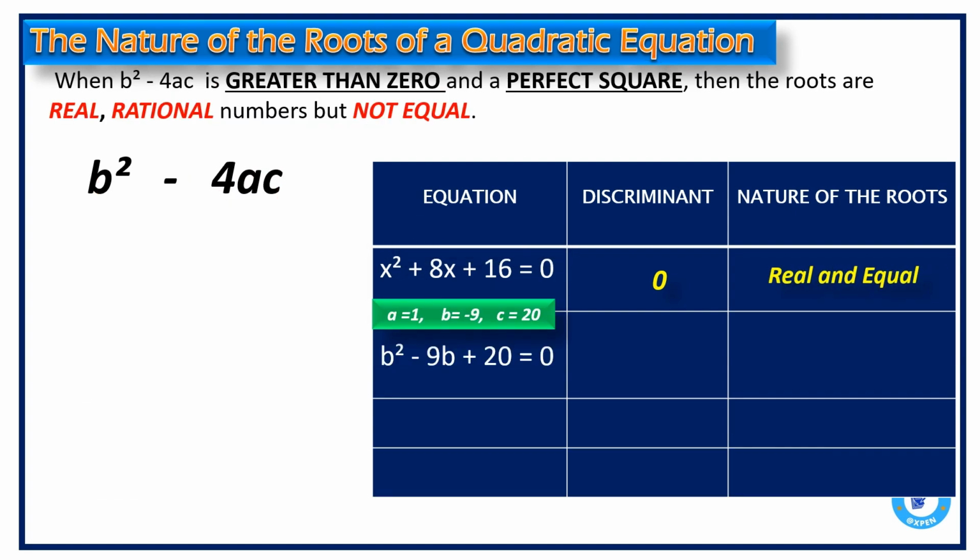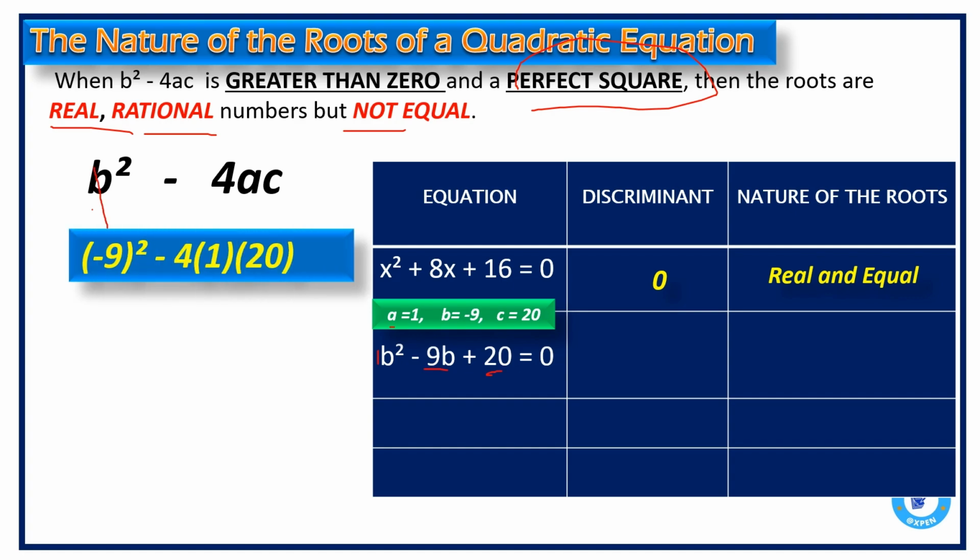When b squared minus 4ac is greater than 0 and a perfect square, then the roots are real, rational numbers but not equal. First, consider nating formula, that is b squared minus 4ac. As what we have read for the first one, we need to identify the value of your a, that's equal to 1, your b is equal to negative 9, and your c, that's equal to 20. Substitute na lang po natin.